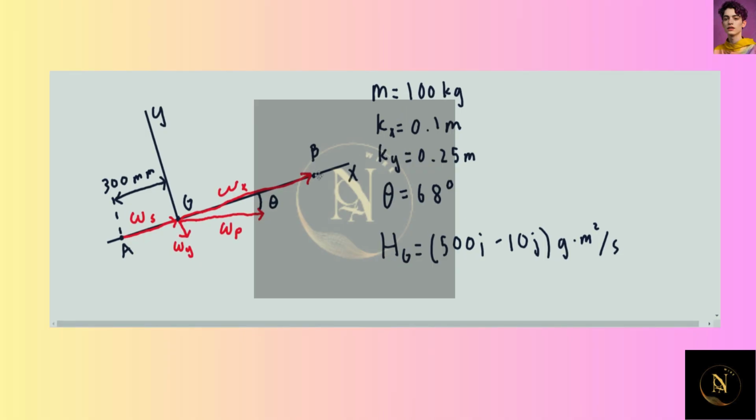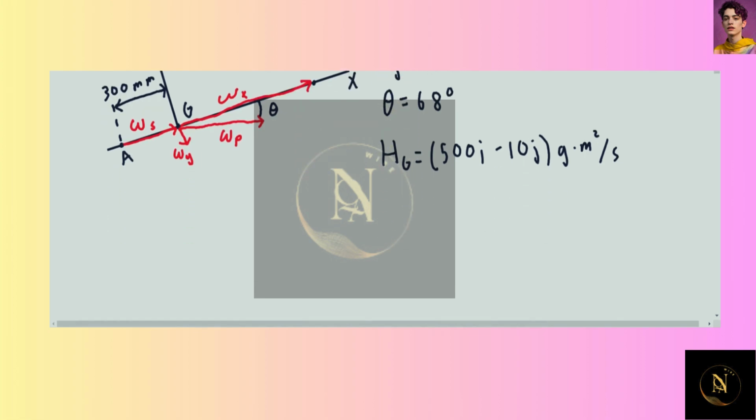We have a projectile and we're asked to find its rate of spin and its rate of precession. I drew a free body diagram here and labeled the rate of spin as omega s and the rate of precession as omega p. We'll start the problem by finding the moments of inertia of the projectile about the point G.